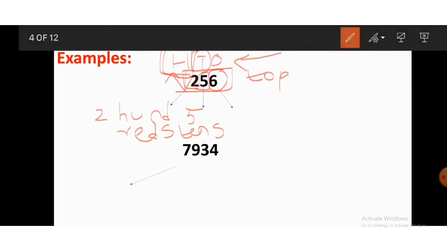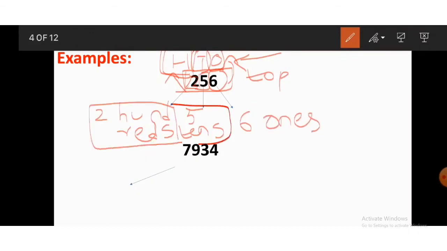6 is in which place? 6 is in ones place. So what will the place value of 6 be? The place value of 6 will be 6 ones. Is this clear? The place value of 2 is 2 hundreds. The place value of 5 is 5 tens. The place value of 6 is 6 ones.